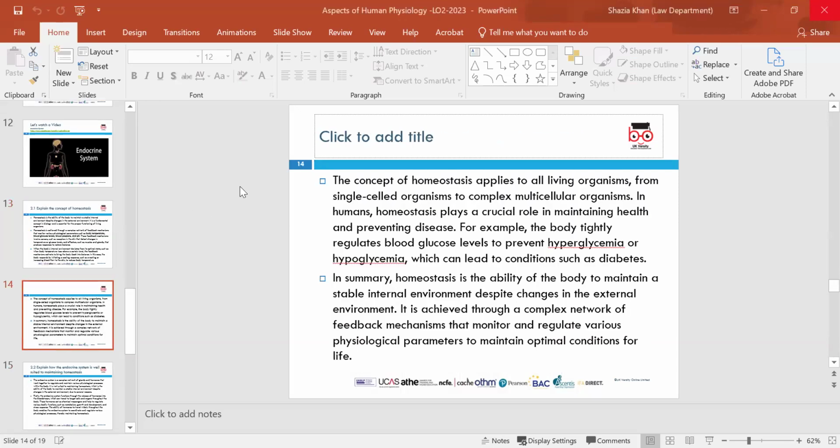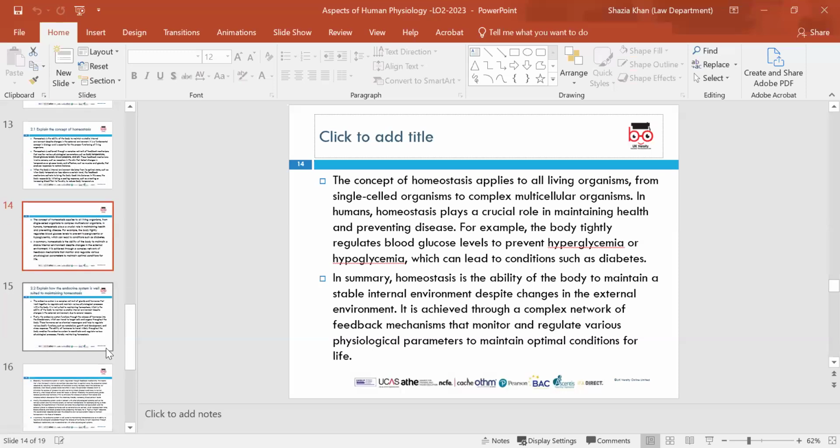The concept of homeostasis applies to living organisms, from single-celled organisms to complex multicellular organisms. In summary, homeostasis is the ability of the body to maintain a stable internal environment despite changes in the external environment, as we mentioned earlier. So there's a huge amount of changes. It is achieved through a complex network of feedback mechanisms that monitor and regulate various physiological parameters to maintain optimal conditions for life.